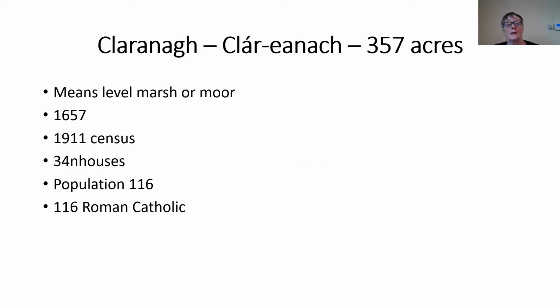Clarna, again, 357 acres, and it means the level marsh or moor, and first appeared on the maps in 1657. In the 1911 census, this townland had 34 houses, a population of 116, and your population again in this townland, all Roman Catholic.